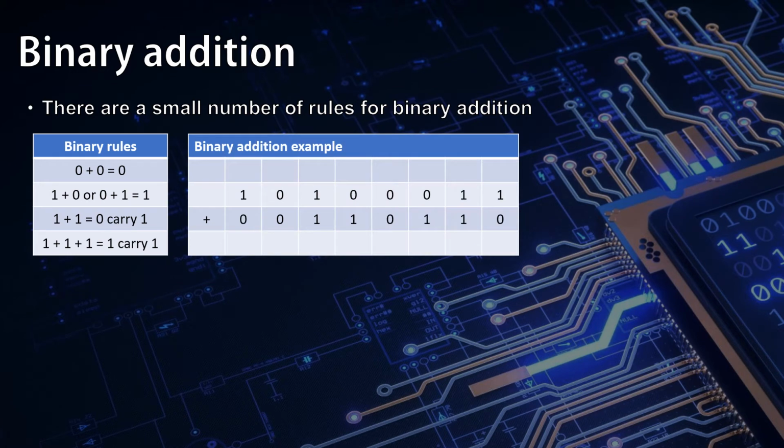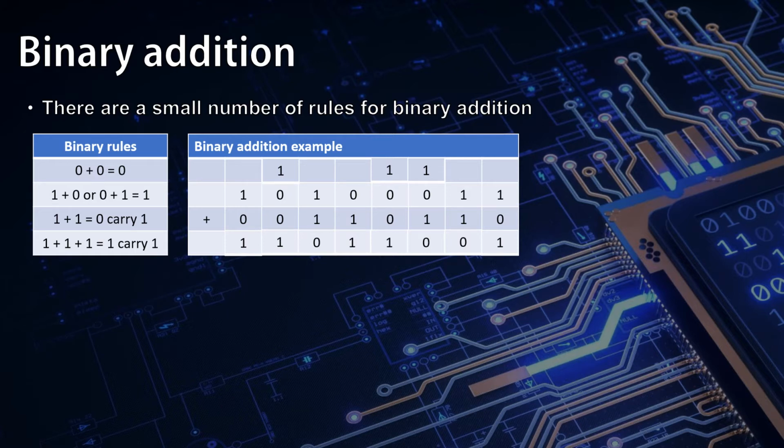So if we work through our example, we start on the right. 1 and 0 is 1. 1 and 1 is 0, carry the 1. 1, 0 and 1 is 0, carry the 1. 1 and nothing else is just 1. 0 and 1 is 1. 1 and 1 is 0, carry the 1. 1, 0 and 0 is just 1. 1 and 0 is 1. We can see that the answer to our sum is 1101 1001.